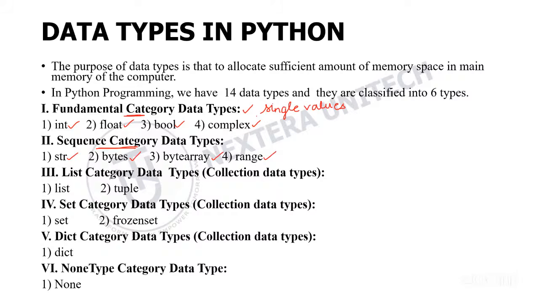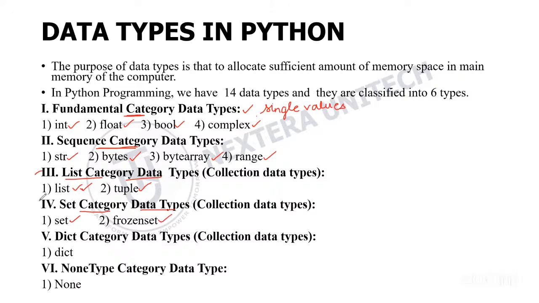And we also completed learning list category data types. So they are list and tuple. So there are some predefined functions to the list. So we can modify the lists using the functions. And then we got to learn about set category data types. So in that we have set and frozen set.